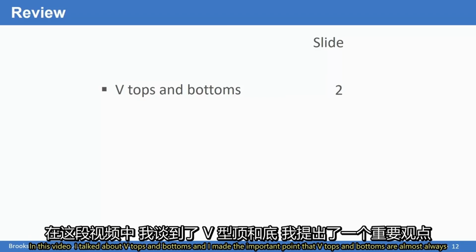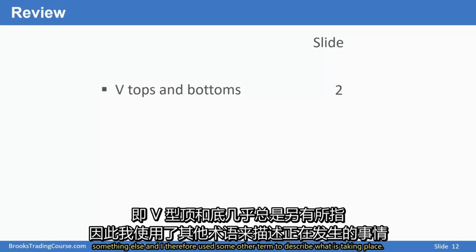In this video, I talked about V-tops and bottoms, and I made the important point that V-tops and bottoms are almost always something else, and I therefore use some other term to describe what is taking place.